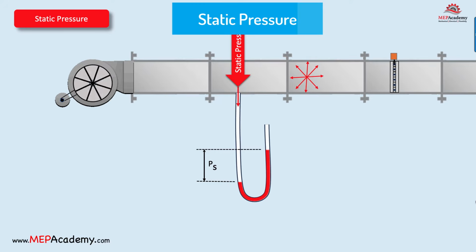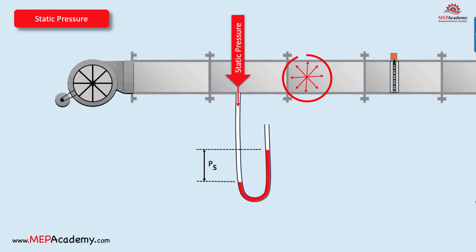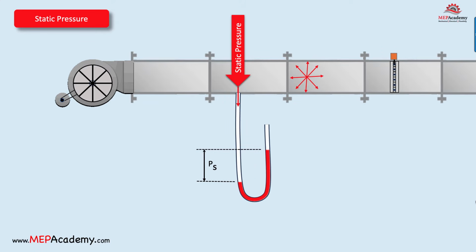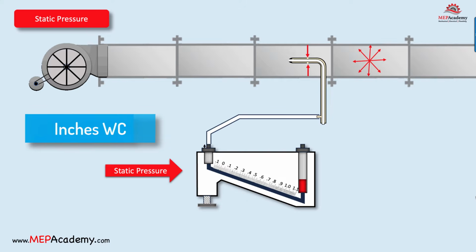Static pressure. Static pressure is the pressure exerted by the air in all directions within the ductwork when it is not in motion. It is a measure of the potential energy of the air as it remains static or stationary within the system. Static pressure is the force exerted by the air on the walls of the ducts and other components when the air is not flowing. It is typically measured in units such as inches of water column or pascals.